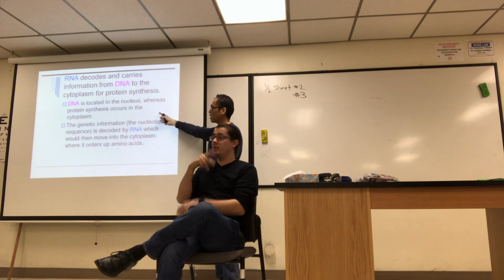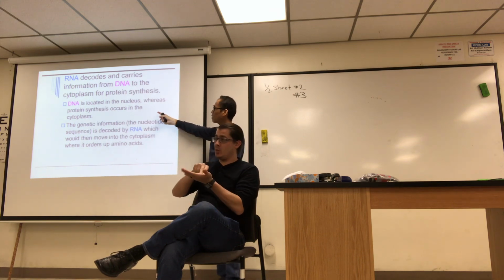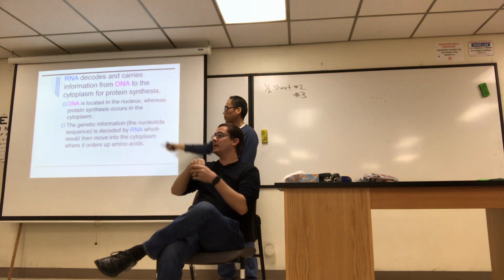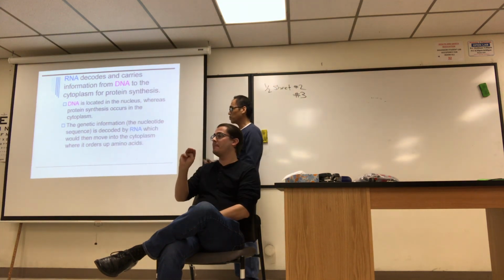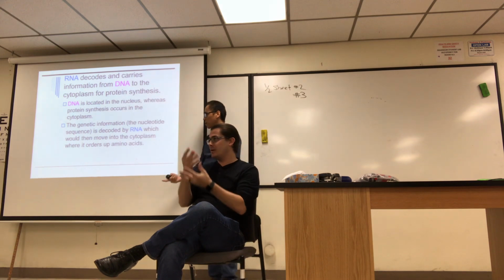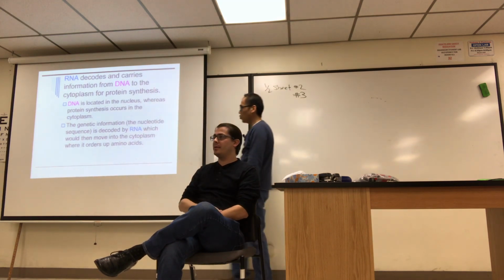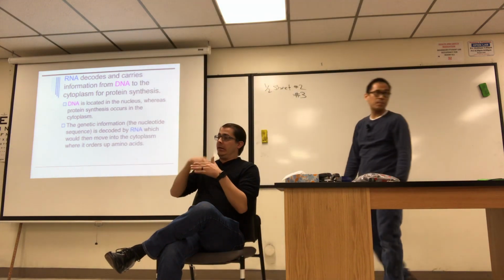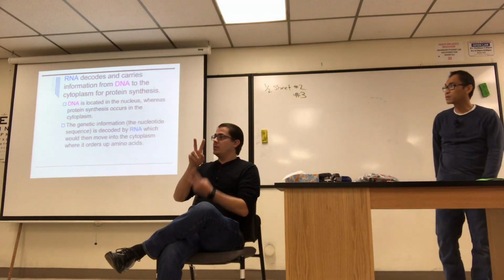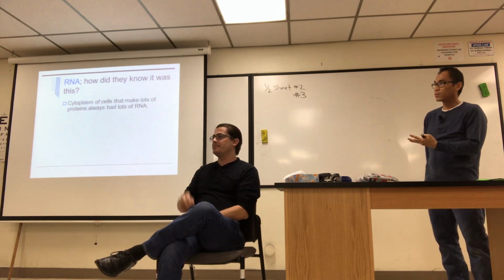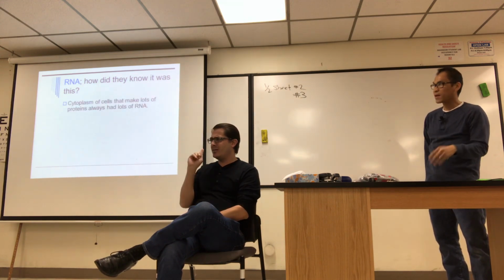The DNA is located in the nucleus, whereas protein synthesis occurs in the cytoplasm. The genetic information, the nucleotide sequence, is decoded by that mRNA, I just say RNA here, which would then move into the cytoplasm where it orders up amino acids. Okay, so RNA, how did they know it was this? We take it for granted.